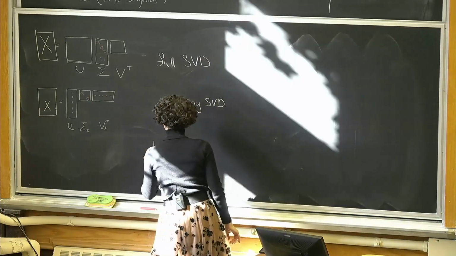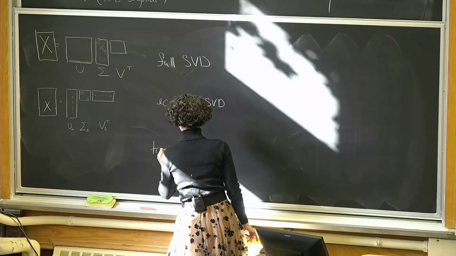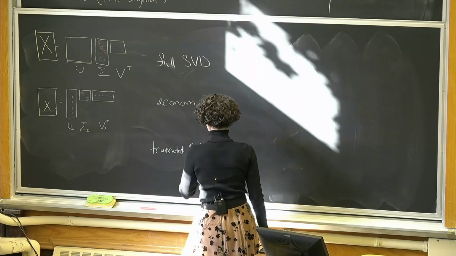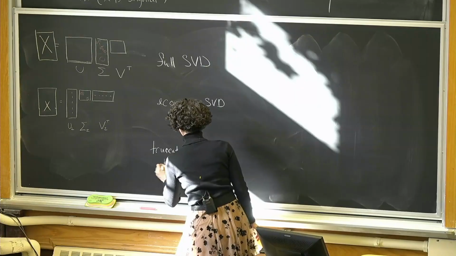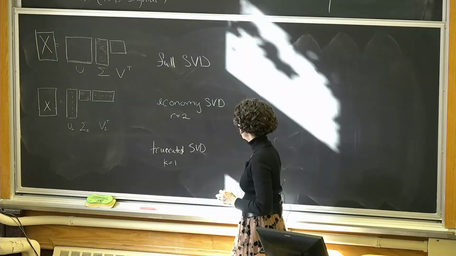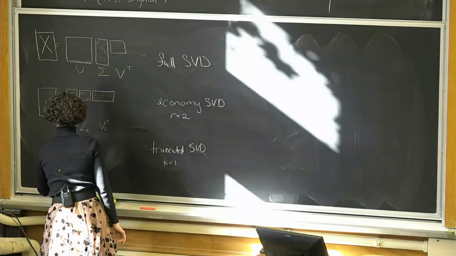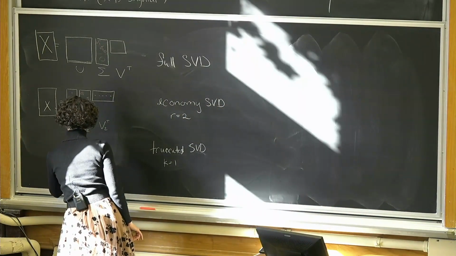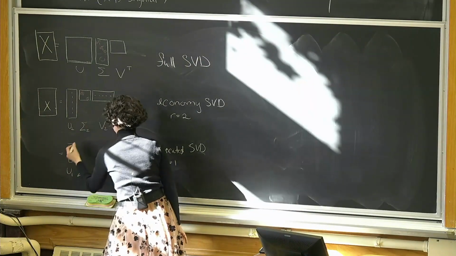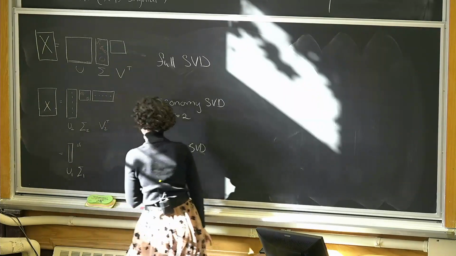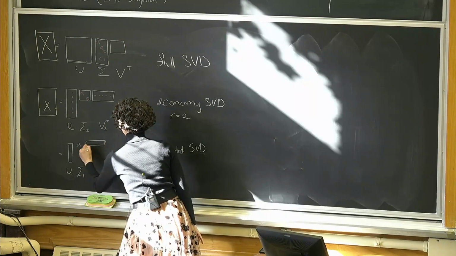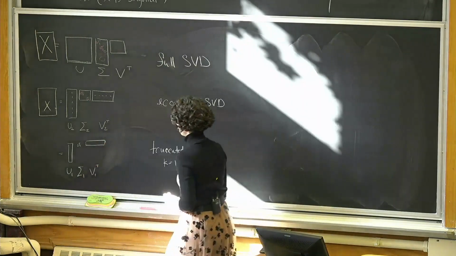And then finally, we have the truncated SVD, where I'm going to have K is equal to 1 here. And with the economy SVD, the rank was equal to 2. And so here now, I'm going to have a U1. That's just going to be a single column vector. And then I'm going to have my sigma 1. Now I've only got one entry left. It's just sigma 1. And then I'm going to have a V vector. So this is V1 transpose.